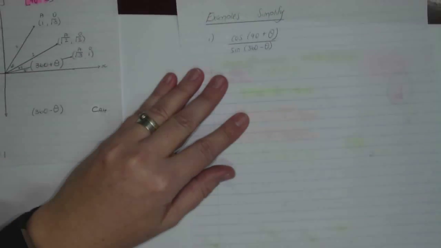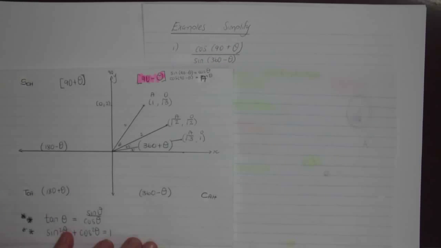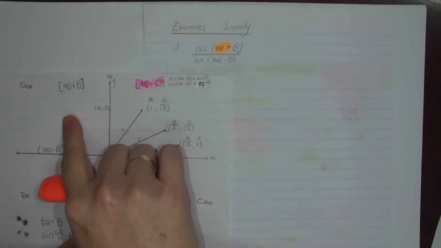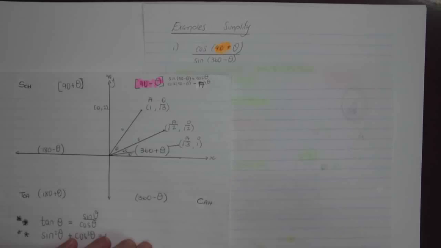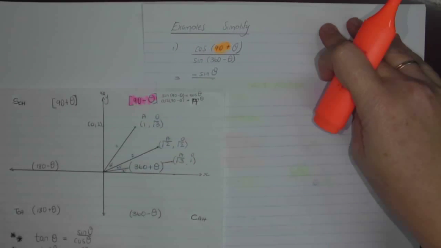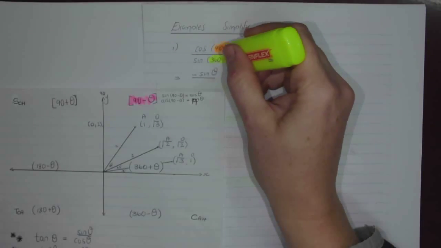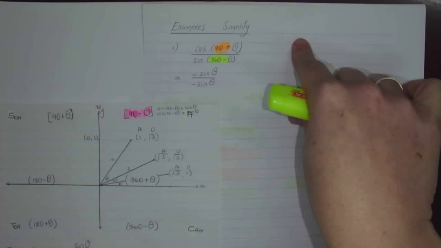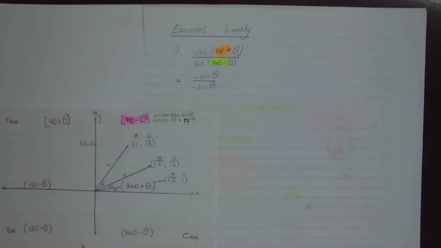Okay, so let's look at some examples before I give you your homework. Okay. So I've got my cheat sheet here, that's what I call it. I have studied it off by heart, so I can write it down before I start with anything. Okay, so 90 plus, what do I know? I need to change from cos to sine. But what do I know about cos in the second quadrant? It will become negative sine of theta, and then I have 360 minus. Cos was positive, so what do I know about sine? It will become negative sine of theta, and that is equal to 1.